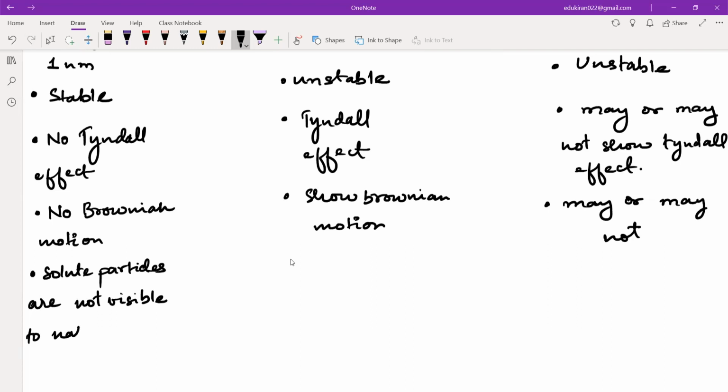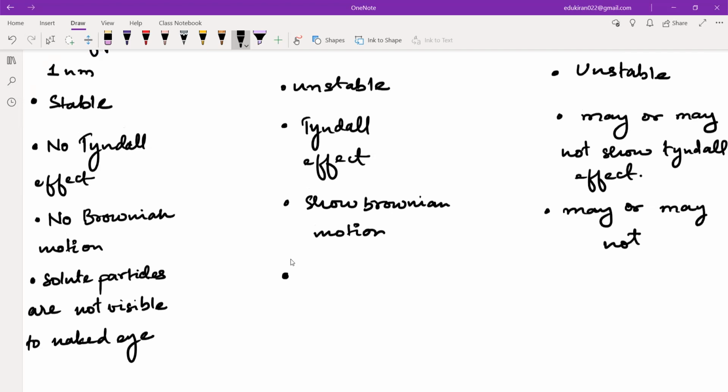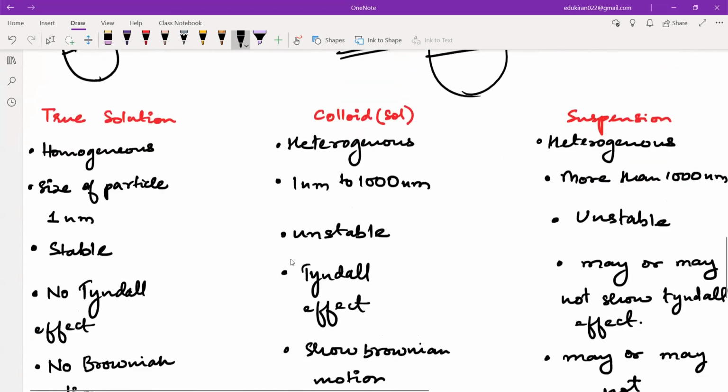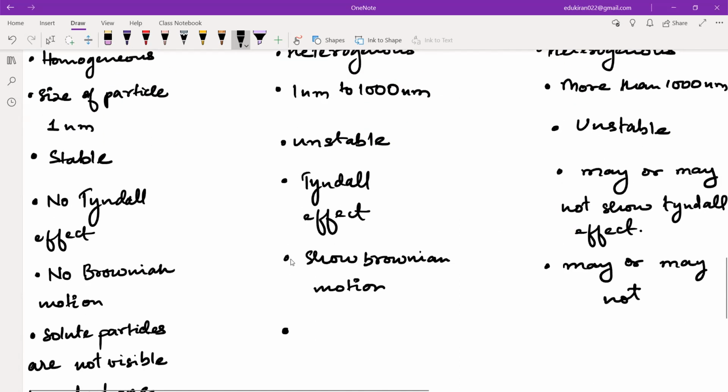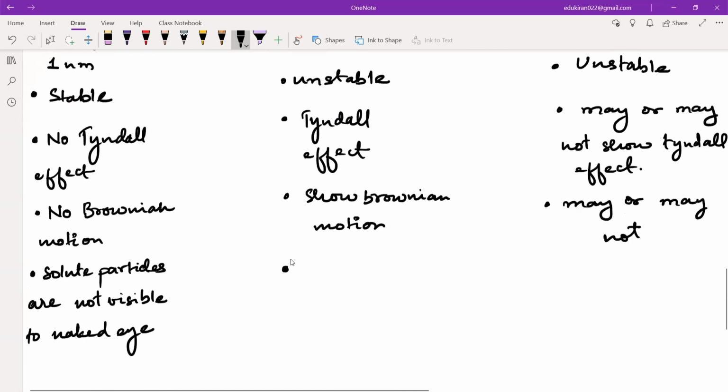Visible to naked eye. Okay. And in this, obviously, there will be solute particles that you can see. And this is a colloid, no? So here also it will be invisible. It will be visible.